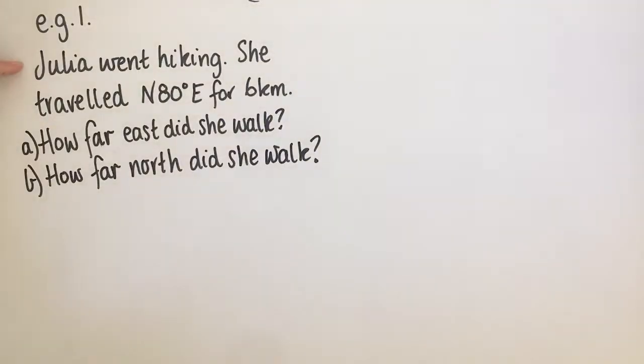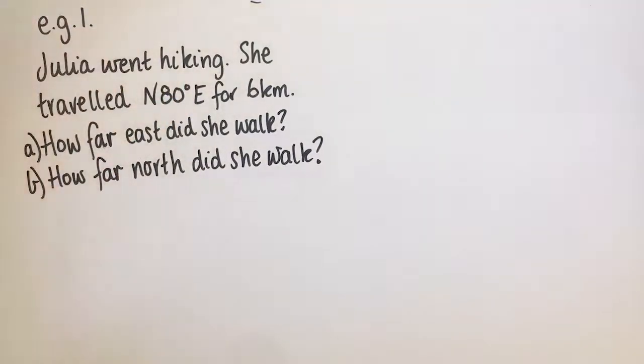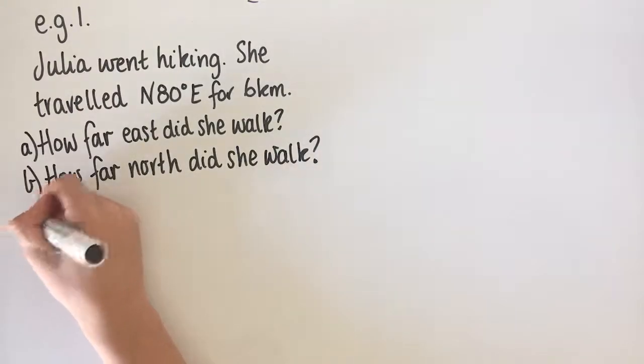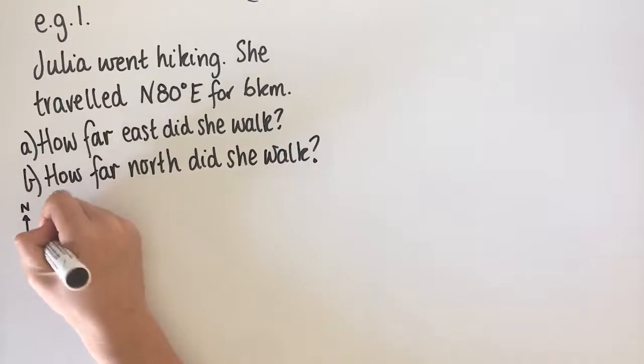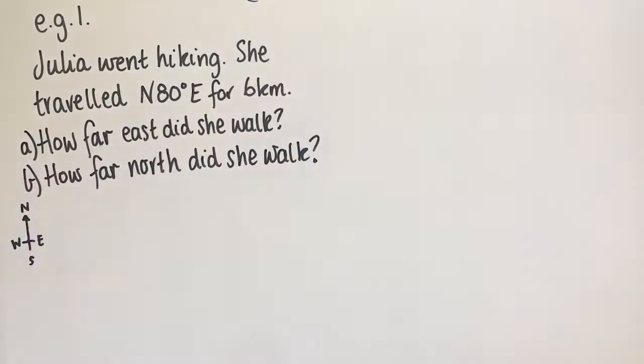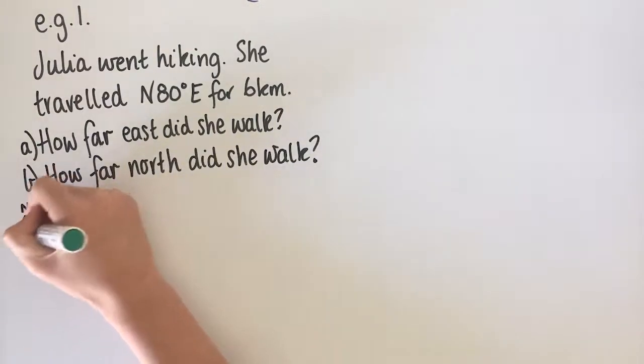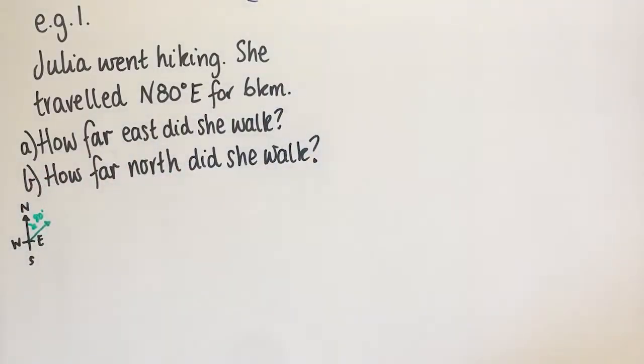For our first example, we've got Julia. Julia went hiking. She travelled north 80 degrees east for 6 kilometres. How far east did she walk? How far north did she walk? So the way that question is worded, if we think about a compass, we've got north, east, south, and west. So if we're traveling north 80 degrees east, what we're really doing is we're 80 degrees from north, but heading towards east. Okay, so that's what that means.